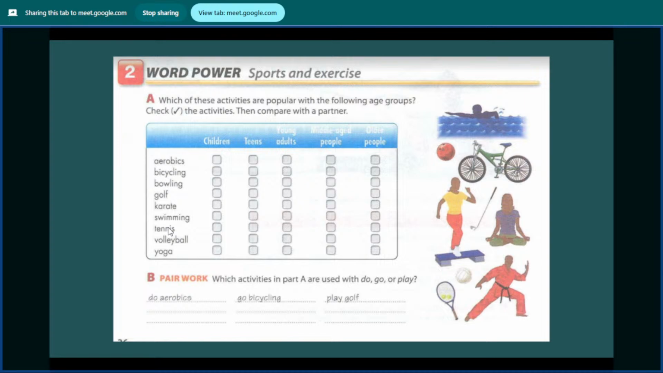And I'm sure you guys know all the other activities which are given over here. Quickly tick mark. Then we are going to discuss with which activities do we use do, go, or play. Okay? Then we'll discuss that. These are your collocations, similar exercises to what I have shared the worksheets with you guys previously.